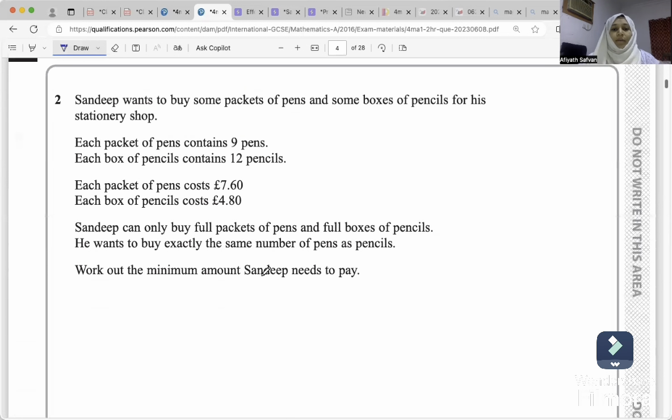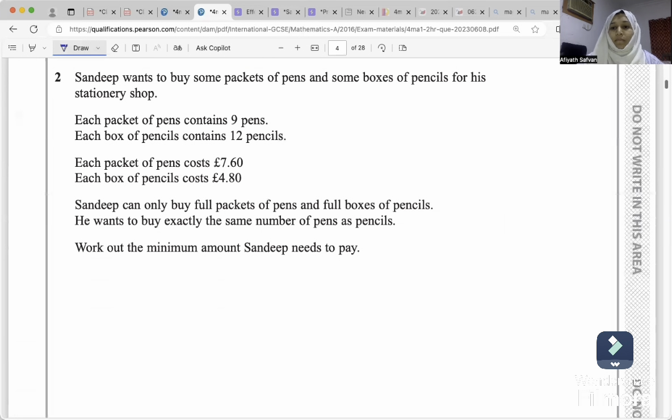Well, question number 2. Sandeep wants to buy some packets of pens and some boxes of pencils for his stationery shop. Each packet of pens contains 9 pens. Each box of pencils contains 12 pencils. Each packet of pens costs $7.6. Each box of pencils costs 4.8 euros. Sandeep can only buy full packets of pens and full boxes of pencils. He wants to buy exactly the same number of pens as pencils. Work out the minimum amount Sandeep needs to spend.